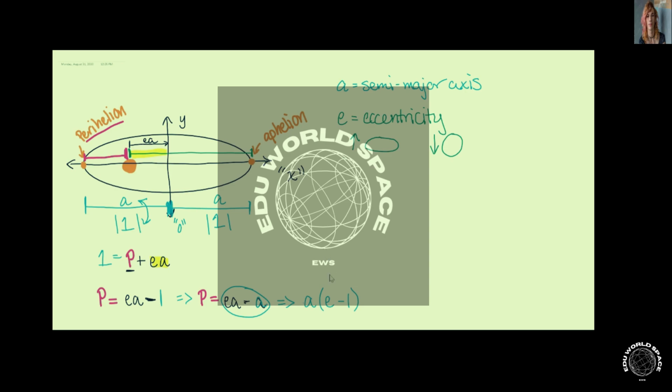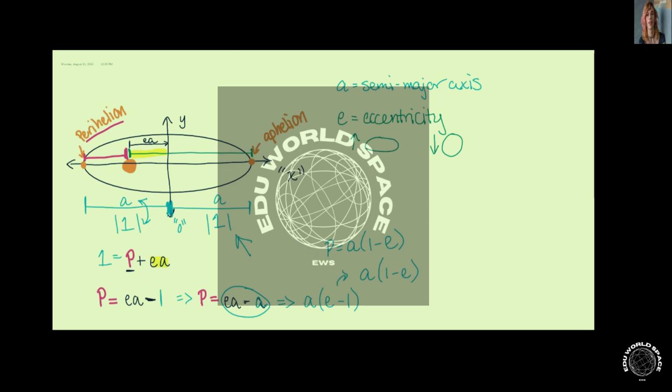Right? If you do some fancy algebra and prove it to yourself, it could also be A times 1 minus E, because once again, we are dealing with absolute values. So perihelion is equal to A times 1 minus E. All right. So that was perihelion.